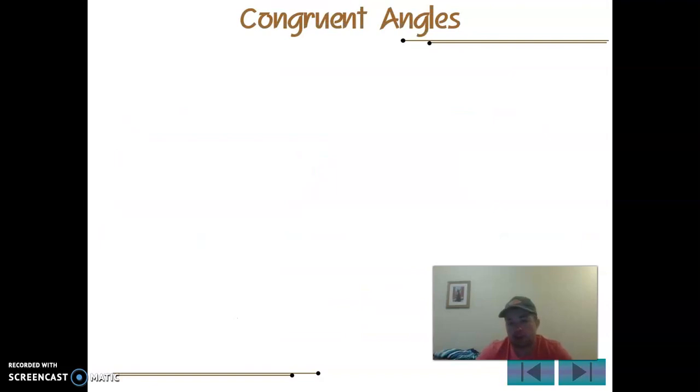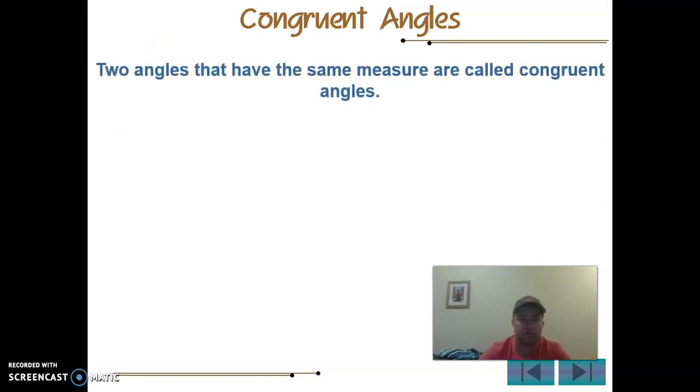Let's talk first about congruent angles. What does that word congruent mean again? If you said the same, you're right. Congruent means the same. And so when we talk about congruent angles, we're talking about two angles that have the same measure. So way back to when we were talking about rigid transformations, shapes are only congruent if their angles are the same. If their angles aren't the same, then they're different shapes, and they're not congruent.